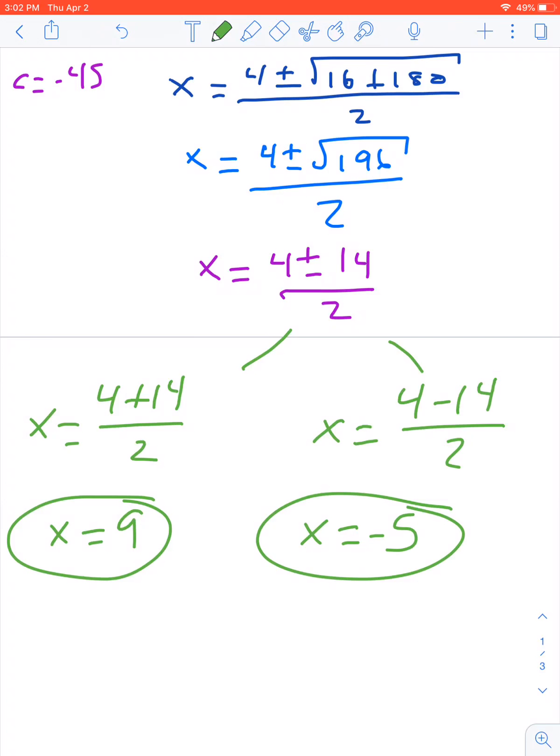So that's it for quadratics today. We're just solving quadratics when a GCF is present.